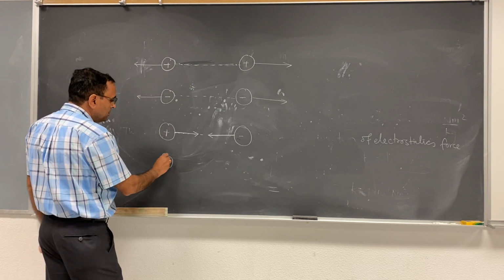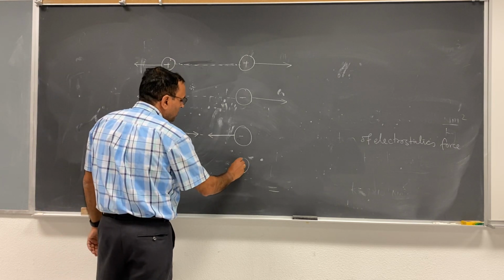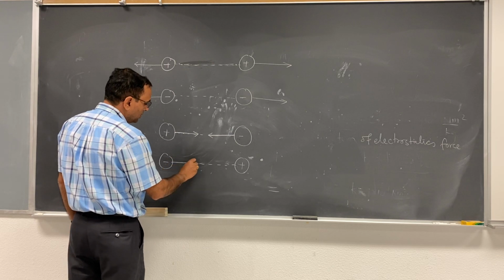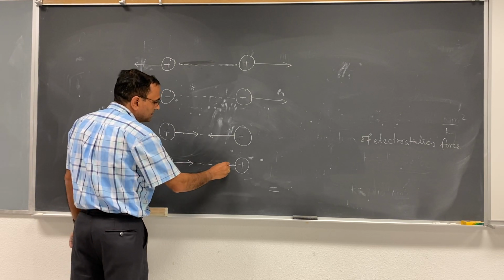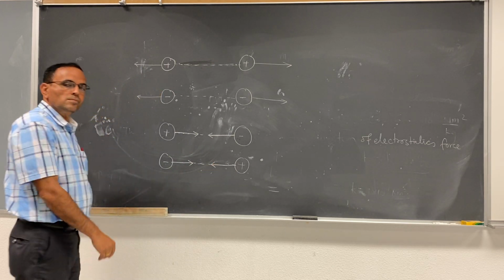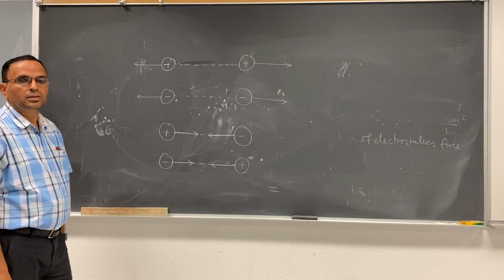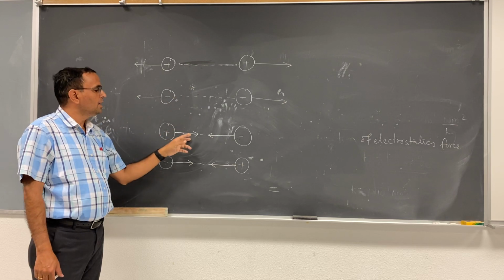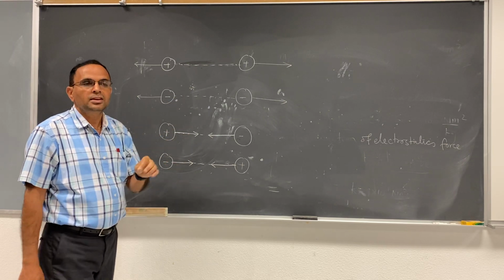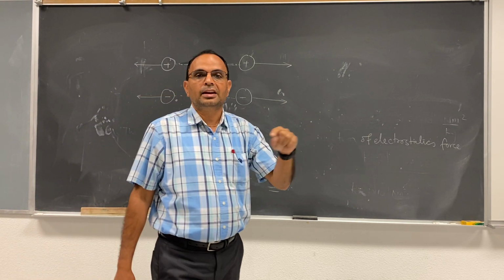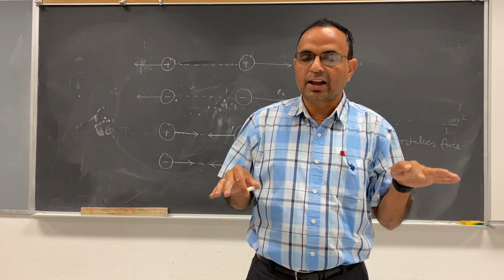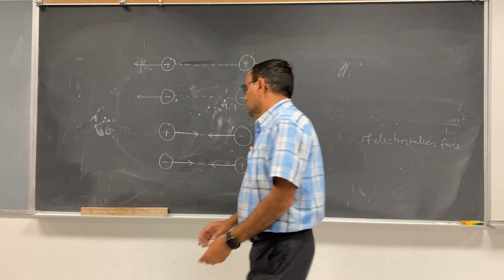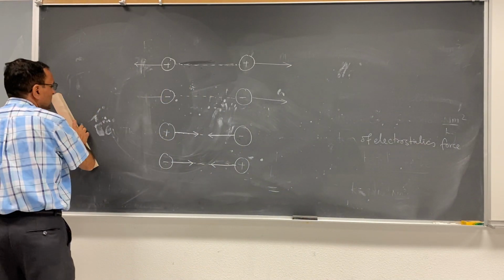If this is negative and this is positive, same thing, you draw the line like this, then you can draw the forces this way. You understand me? So if you have like charges, they repel. If you have unlike charges, they attract. So the direction is you draw the straight line joining the two charges, and that gives you the direction like this. Sometimes you can think about this.